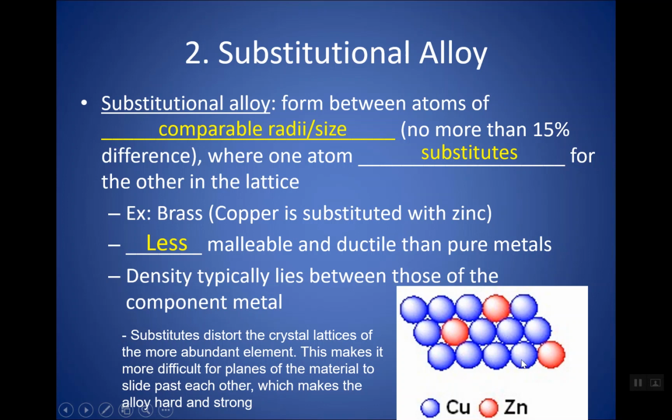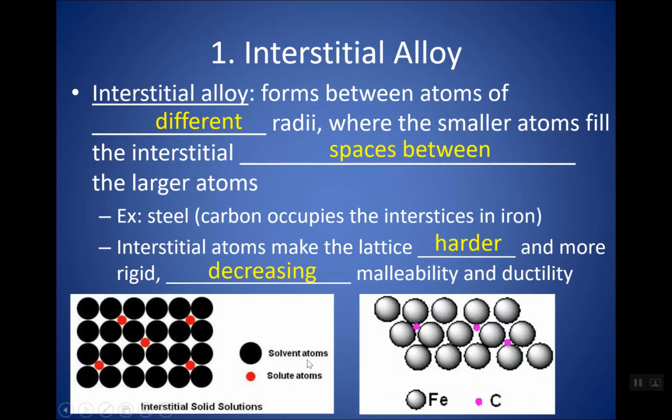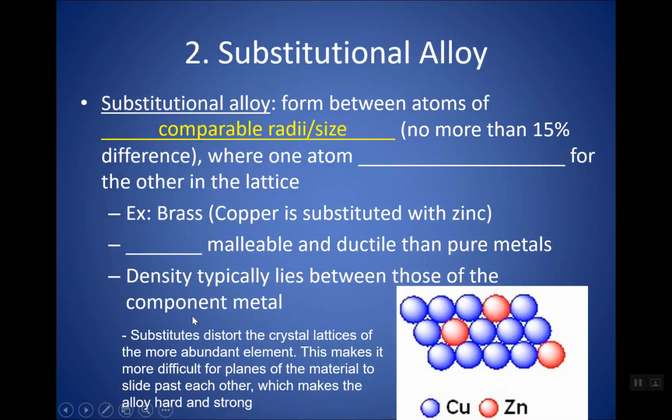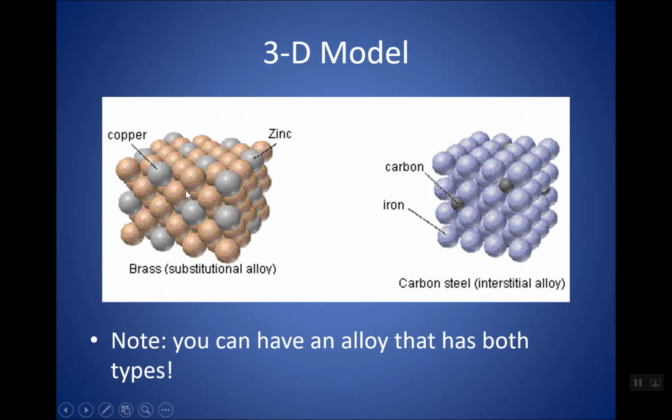So you should know these two different types. The AP asks about the two different types. Substitutional, when you have comparable radii, one substitutes for the other. Interstitial, when you have a smaller one fitting in the spaces of the other. And here's just a 3D visual of it.